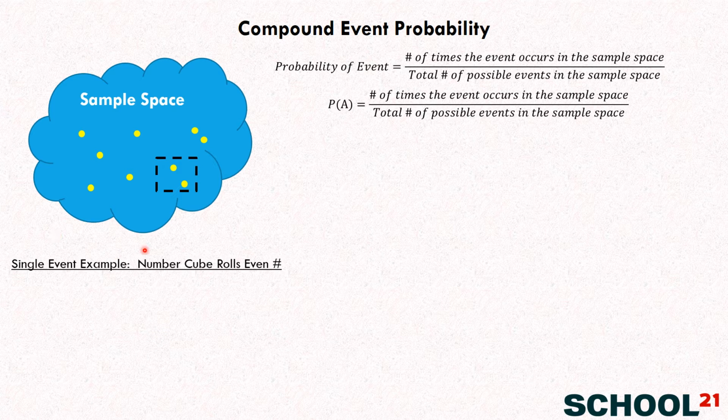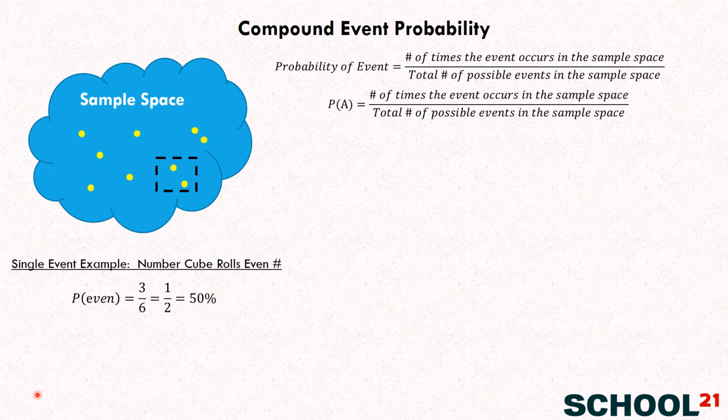And this event is a number cube rolls an even number. Okay, so first of all, if you're going to roll a number cube or a die one time, how many possibilities do you have? 6. 6 possibilities, right? And then how many even numbers are there in there? 3. 3. Okay, so let me show you how we would write that then.